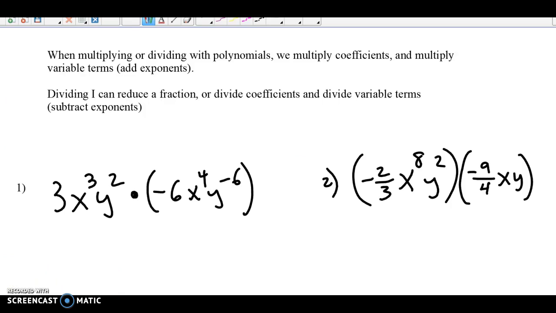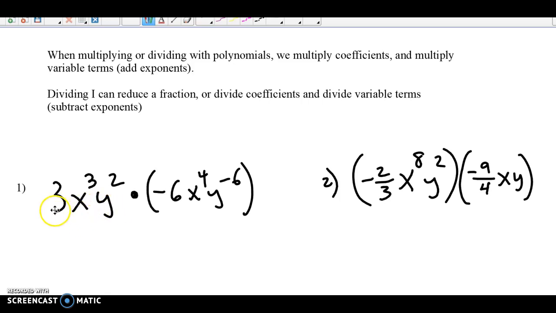So maybe write this part down, but when multiplying and dividing with polynomials, we multiply coefficients, we multiply the variable terms, which means we add the exponents. Be careful of those exponent deals. So when we're multiplying, we can add those exponents. When I'm dividing now, I can either treat it as reducing a fraction, or dividing the coefficients and dividing the variable terms, which would mean to subtract those exponents.